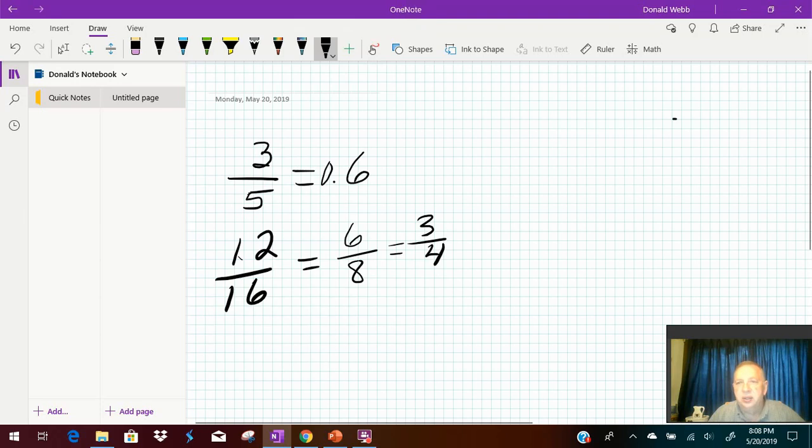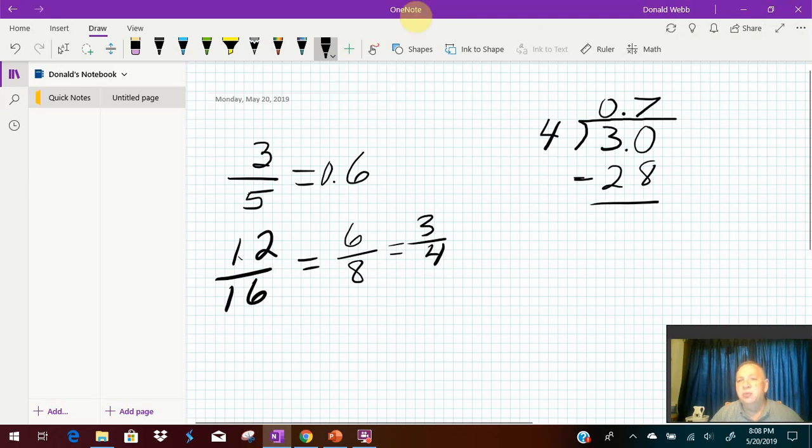So let me go here. I want to divide 4 into 3, just like I did a while ago. 4 6s is 24, 4 7s is 28, 4 8s are 32. So we're going to go with the largest that divides in there, 28. And I'm going to subtract 28 from 3. That gives me my 2.